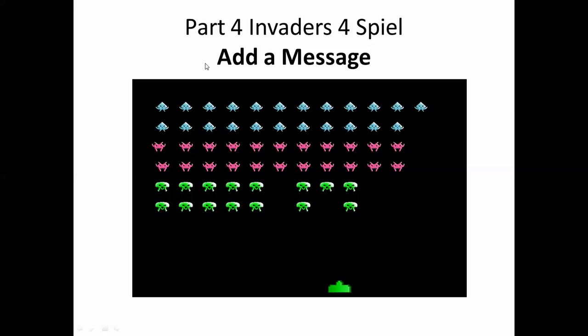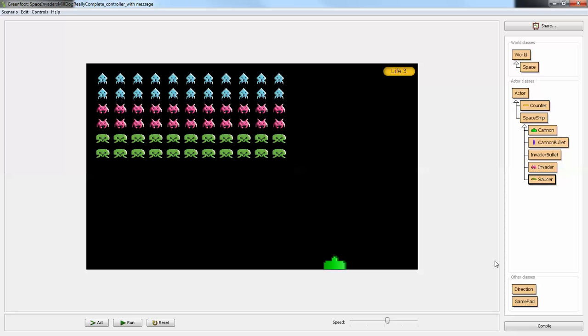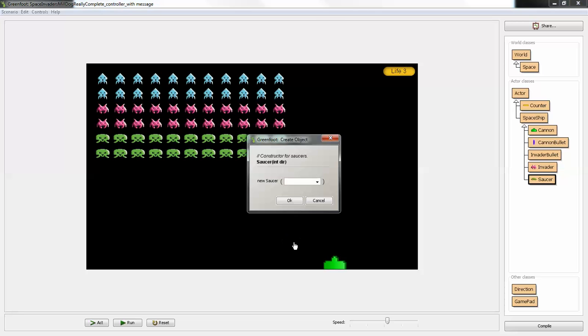Here we go, part 4, Invaders. We're adding a message. We're going to do this thing right here. It's going to look a little something like this. Alright, so what we're going to do is I'm going to add a saucer. Normally they appear automatically, but for ease I'm going to have one appear right here for us.